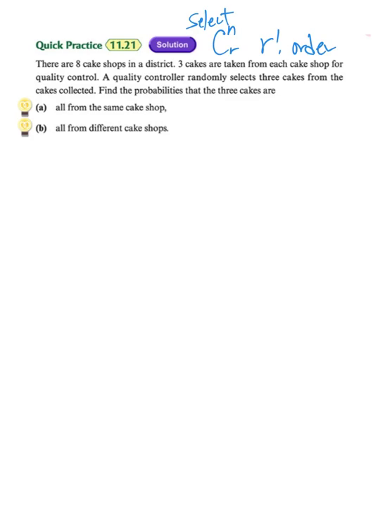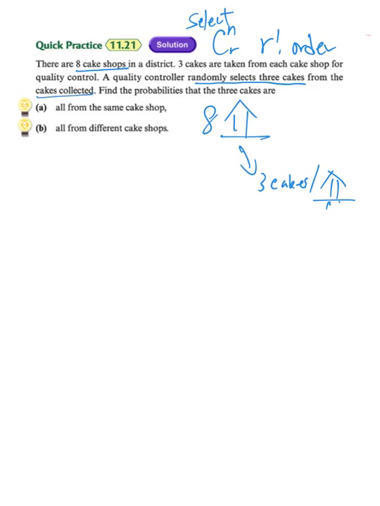So there are 8 cake shops in the district. So 3 cakes are taken from each cake shop for quality control. So there are 8 cake shops, and from each cake shop you need to take out 3 cakes for quality control. And the quality controller randomly selects 3 cakes from the cakes selected. Actually, you have 20 cakes selected.